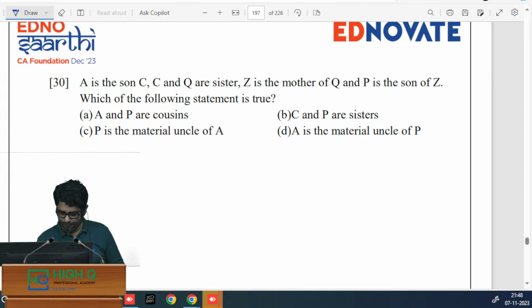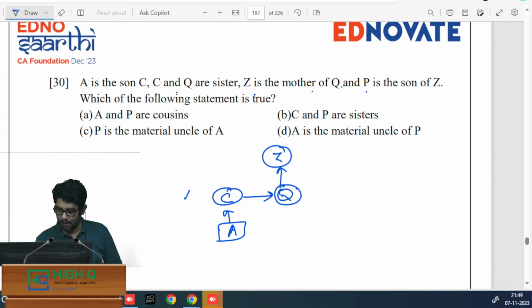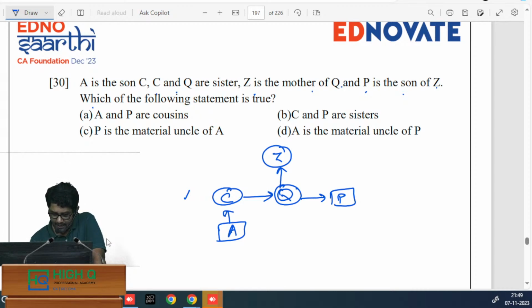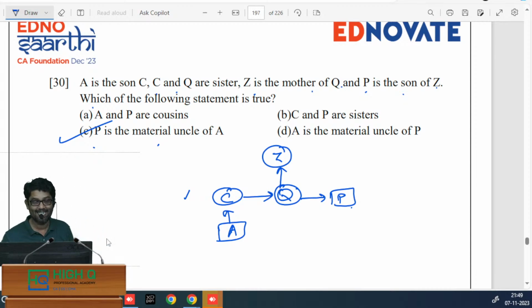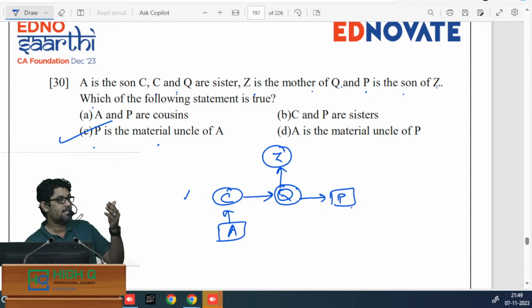Now listen here. A is the son of C. C and Q are sisters. Z is the mother of Q. P is the son of Z. Which of the following statements is true? A and P are cousins. No. C and P are sisters. No. P is the maternal uncle of A. Of course, that's right. Maternal uncle means mother's brother.